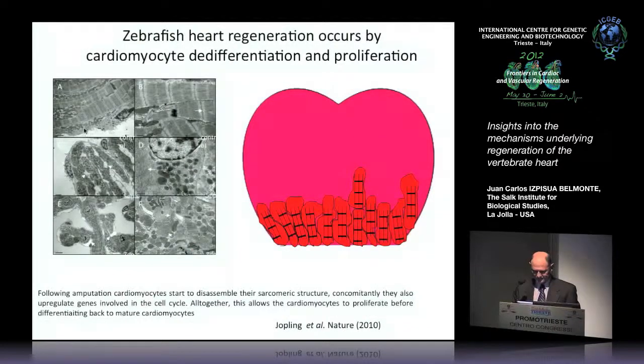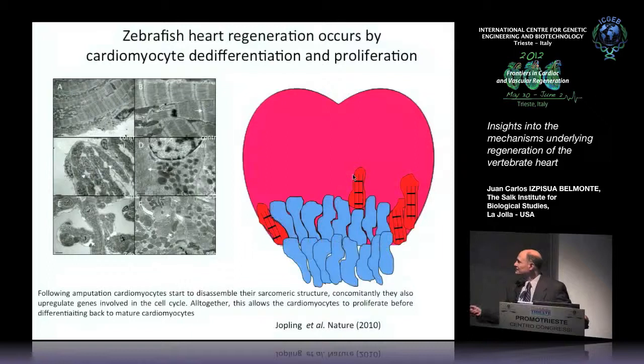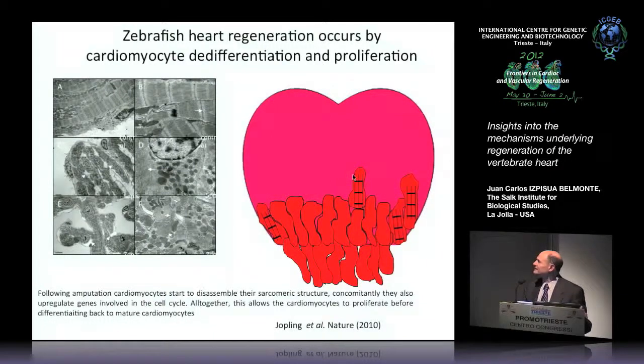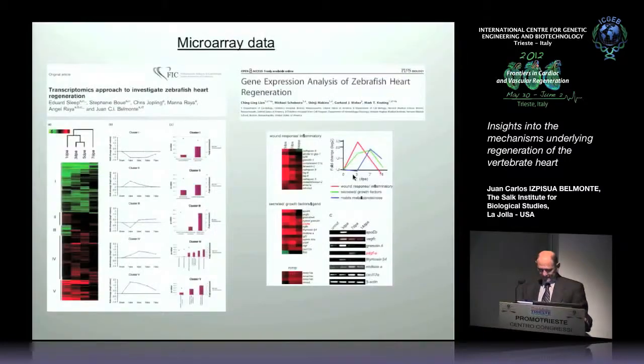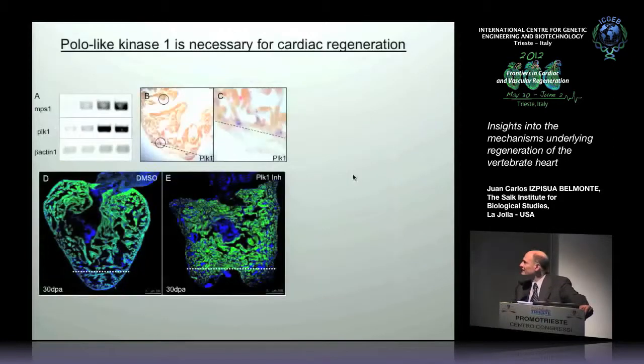The model we are currently working with is this one here. After the cut, you have a slight dedifferentiation. This you can see in these micrographs. You still see this characteristic sarcomeric structure in some parts of the heart. And after this slight dedifferentiation, cells proliferate and start to differentiate again. Fine, so using this as a model, we have started to look at the genes involved in these early phases of regeneration. We have uncovered many genes, and we are focusing on them right now.